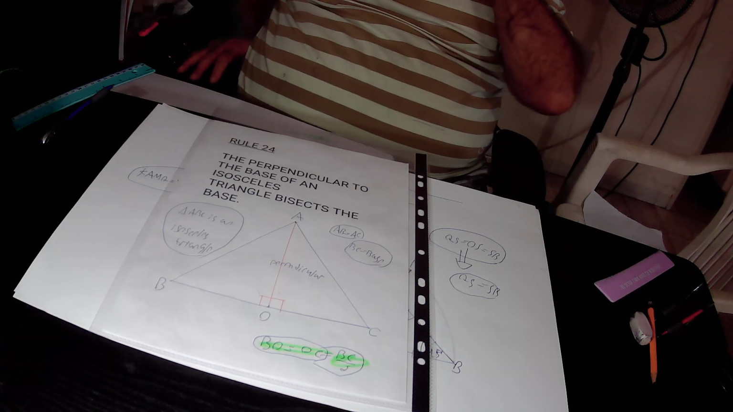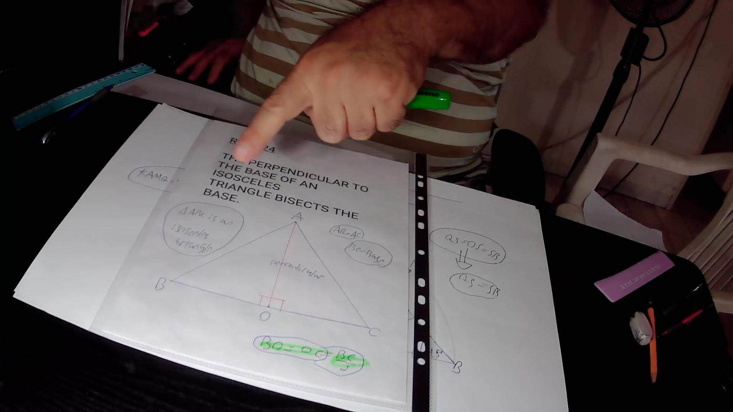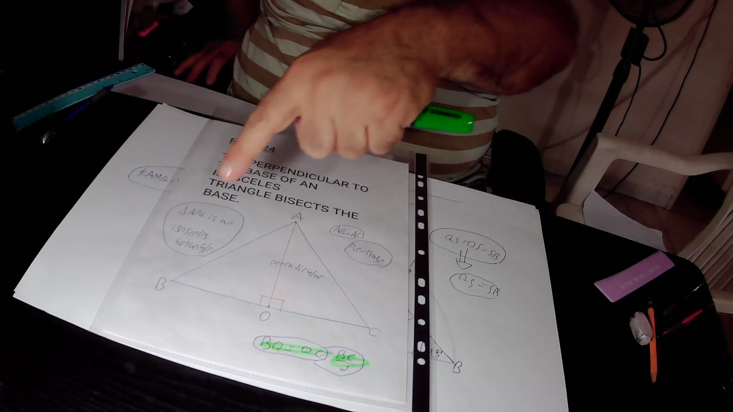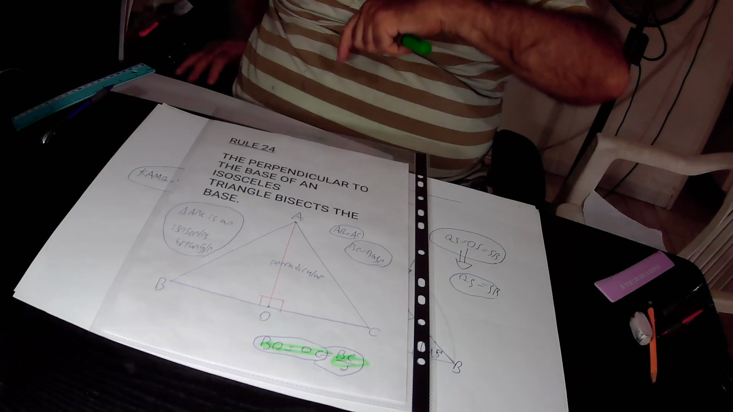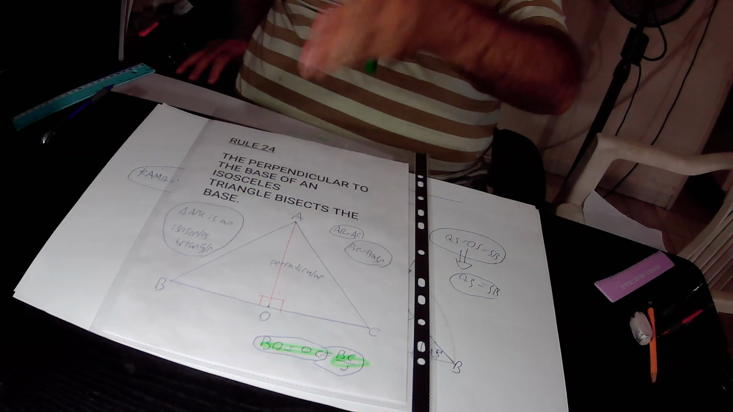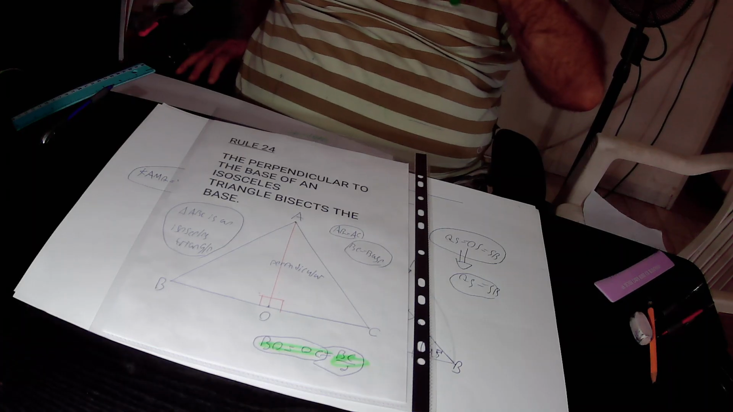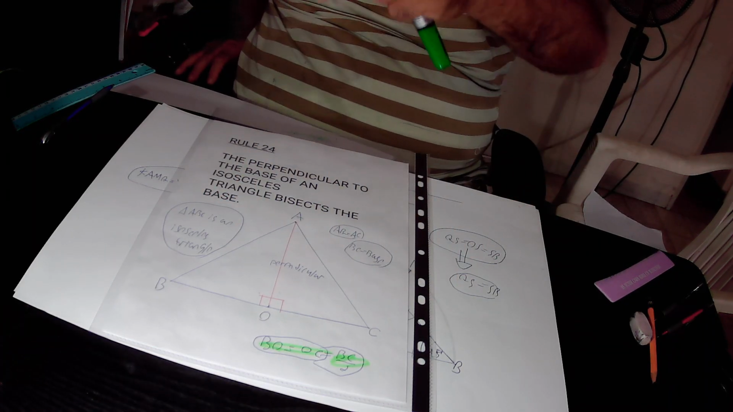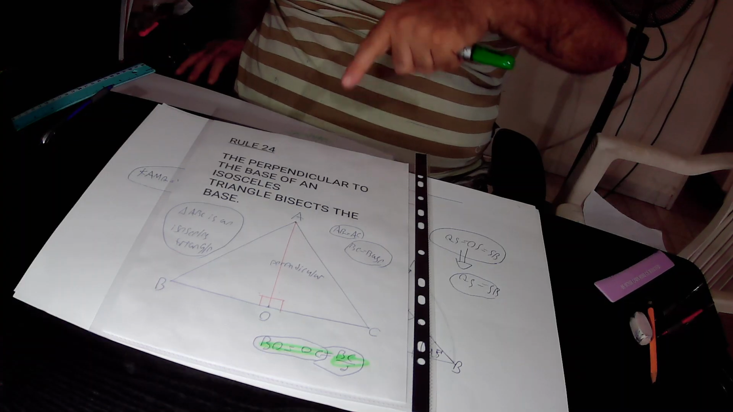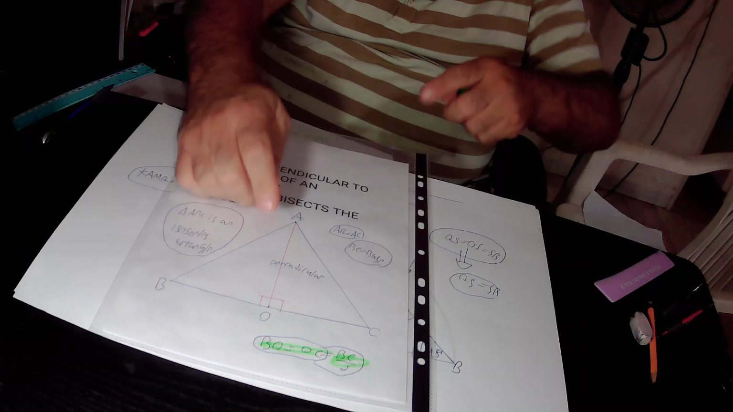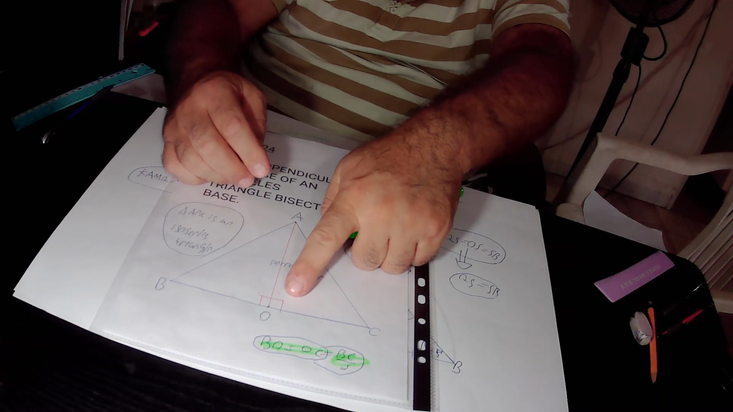In the drawing, we have the isosceles triangle, triangle ABC. Triangle ABC is an isosceles triangle because side AB equals side AC. The base of the isosceles triangle ABC is BC. And according to rule 24, the perpendicular AO to the base BC bisects the base BC. So first of all, AO is perpendicular to BC, and therefore this angle equals 90 degrees, and this angle also equals 90 degrees according to our construction.